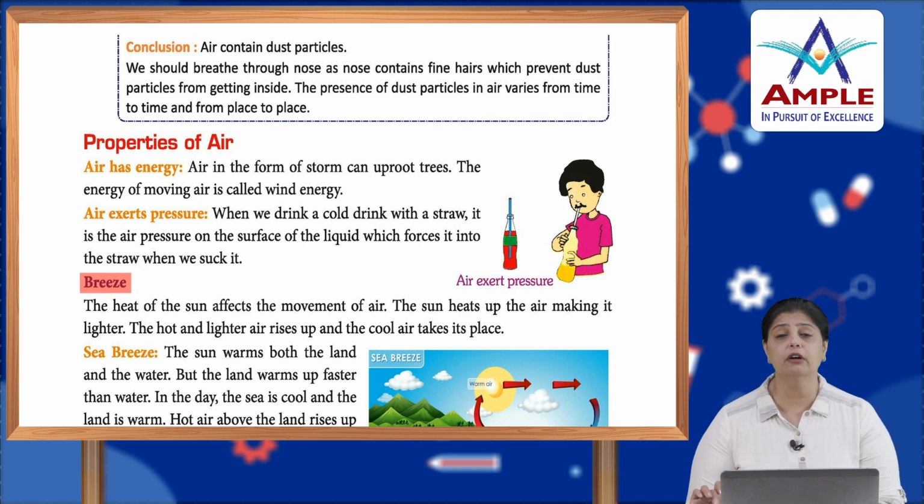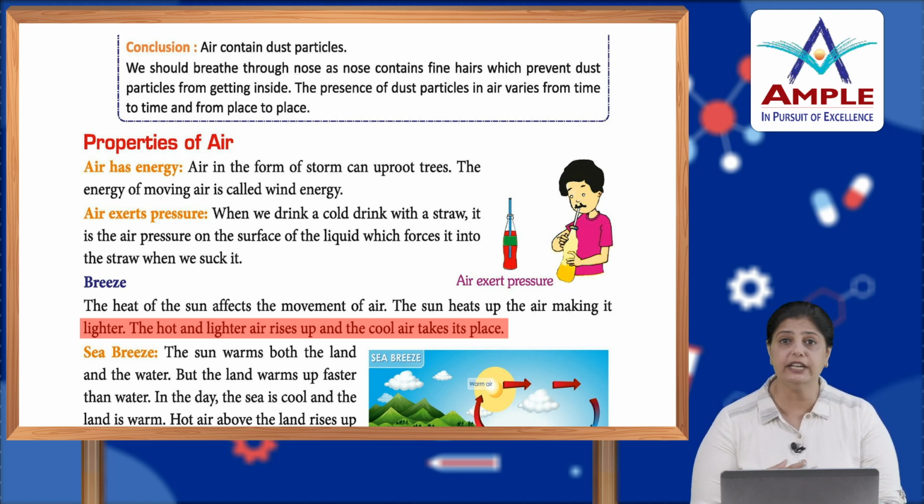Now, what is a breeze? You must have heard this term, that a gentle breeze is flowing. So, what exactly is a breeze? The heat of the sun affects the movement of air. The sun heats up the air, making it lighter. The hot and lighter air rises up and the cool air takes its place. So, this is a breeze. A gentle moving wind, or gentle moving air, is known as a breeze.